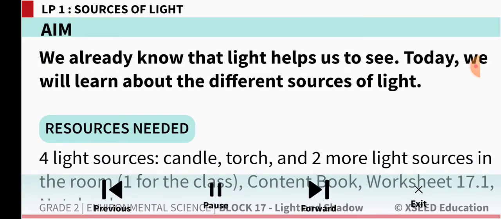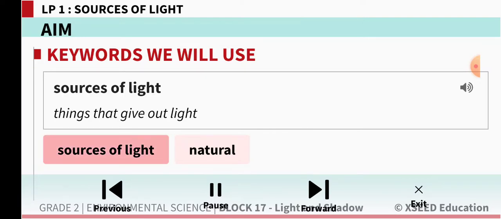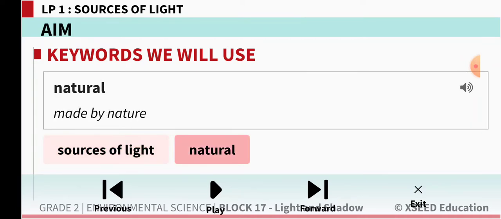We already know that light helps us to see. Today we will learn about the different sources of light. The keywords: sources of light. What are sources of light? All the things that give out light are called sources of light. Things that give out light are sources of light. Natural, made by nature.